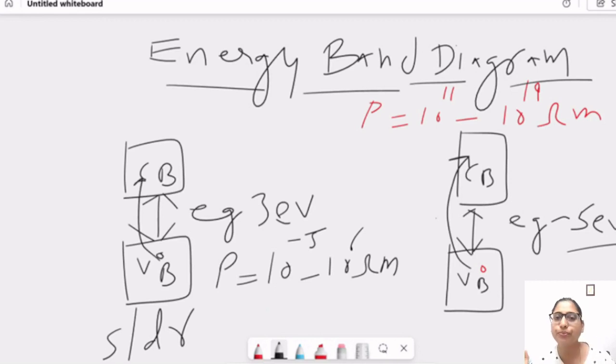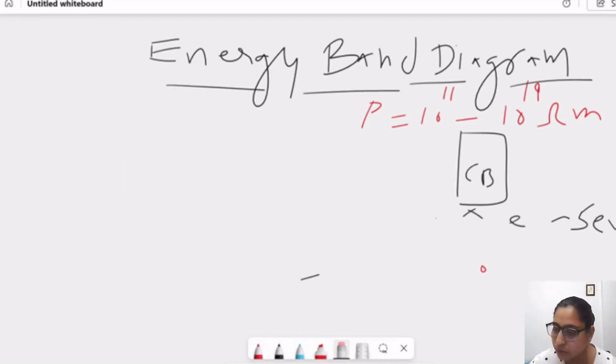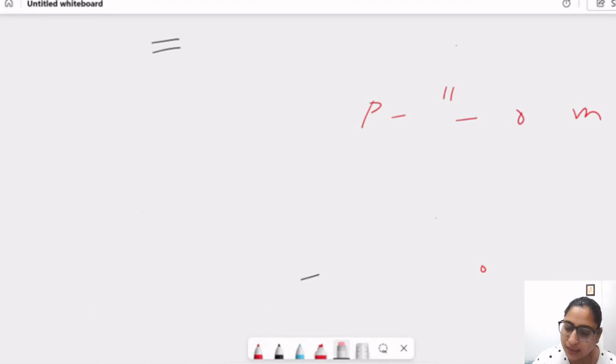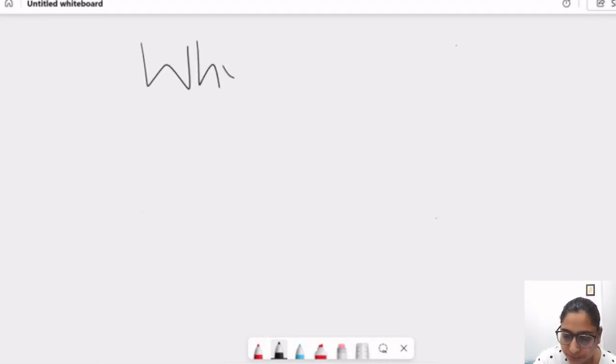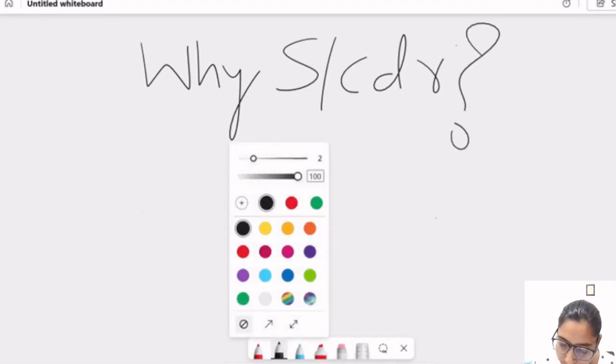in conduction. Okay, now for today's last topic, as I told you earlier, in this class I will tell you why we use semiconductors, not metals, to make electronic devices. So this is our last topic for today's class: why semiconductors? To make electronic devices. Okay, for this again I have to show you a few diagrams.